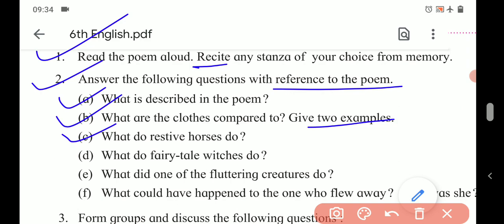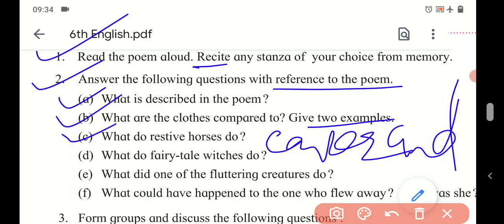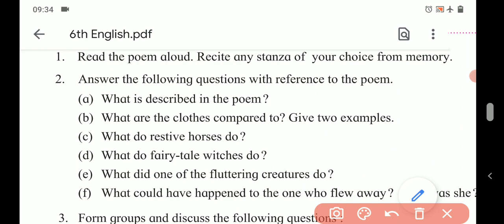Next, what do rescue horses do? Simply, rescue horses caper and prance. Next one, D. What do fairy tale witches do? What do they do? They dance, right? So fairy tale witches dance wildly. Next one. What did one of the fluttering creatures do?